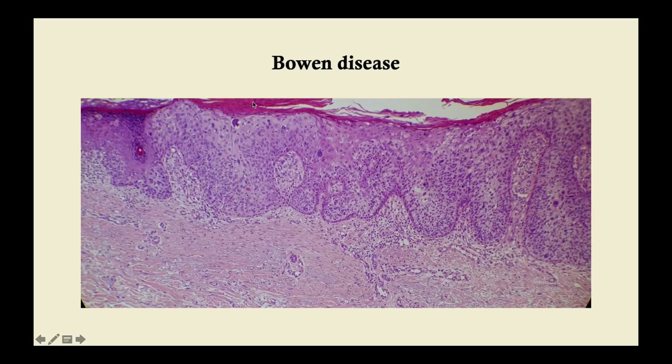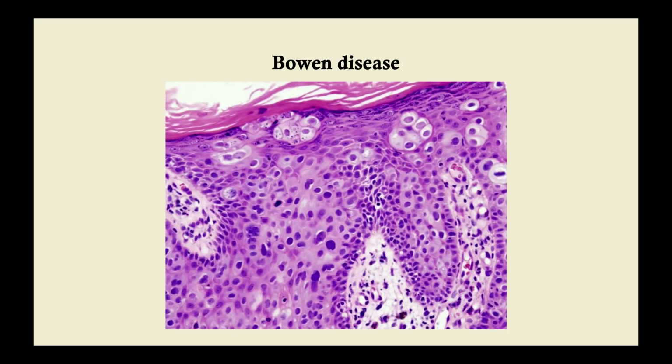But notice that you do have a loss of normal architecture. You don't see that stratification that you see in normal epithelium. Again, you see here little nests of keratinocytes that are not where they should be. So you don't want to see these little nests. That is a hallmark of squamous cell carcinoma or squamous cell carcinoma in situ, otherwise known as Bowen disease.